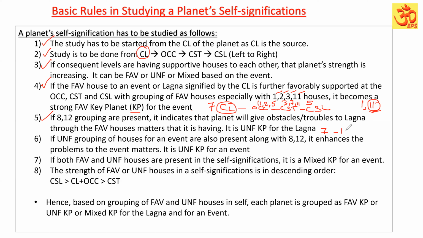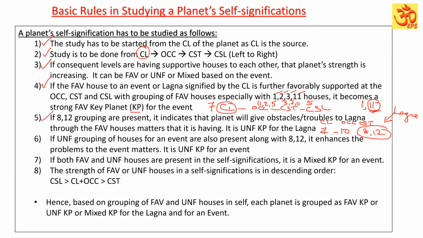occupying, say, for example, the 10th house. 7th Lord occupying 10th house. Suppose cuspal star Lord for 8 and 12. It means what? These 8 and 12 houses signified by the planet, it indicates Lagna will experience these houses through the planet. This planet will give trouble or obstacles to the Lagna.